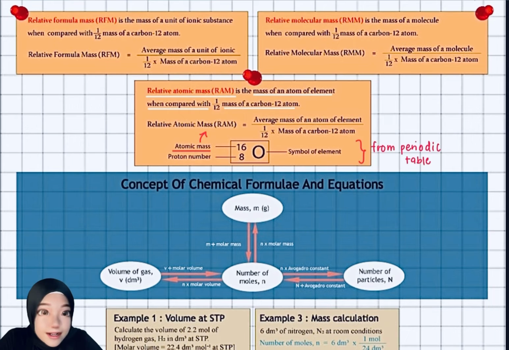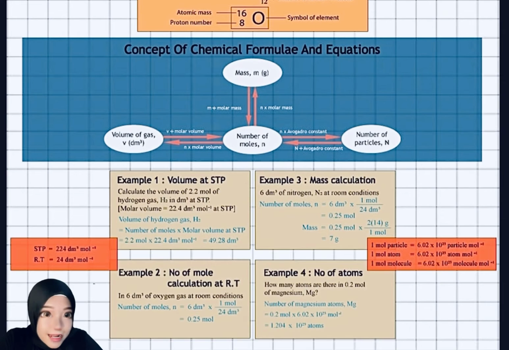You can use the number of particles, divide with the Avogadro constant, or you can use mass and divide with molar mass. And also, you can use the volume of gas and divide it with molar volume. Let's take a look at the example for each formula.